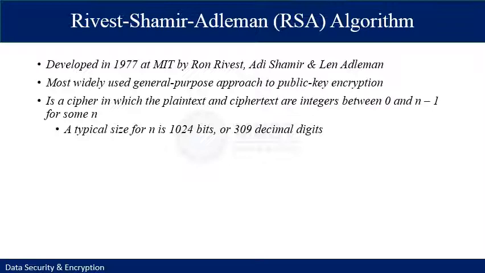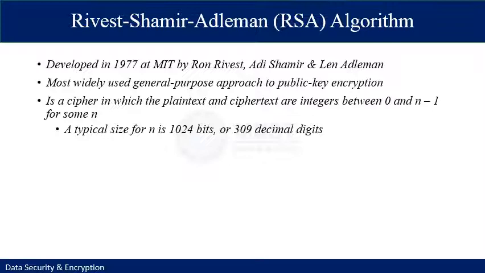And some of these algorithms had some successes, and one of the first successful responses to the challenge was developed in 1977 by MIT scientists named Ron Rivest, Adi Shamir, and Len Adleman. It is the most widely used general purpose approach for public key encryption, and the name of the algorithm is based on the names of the authors.